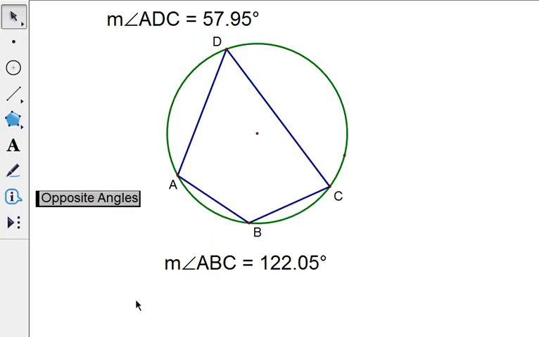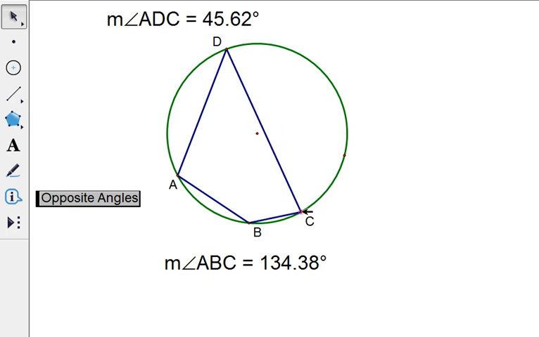So on this one, I have the measure of angle D up here. That would be this little angle. And then the measure of angle B down here would be this one. I have my opposite angles, and I want you to see if you can come up with a relationship between those two. Now I'll move it around.